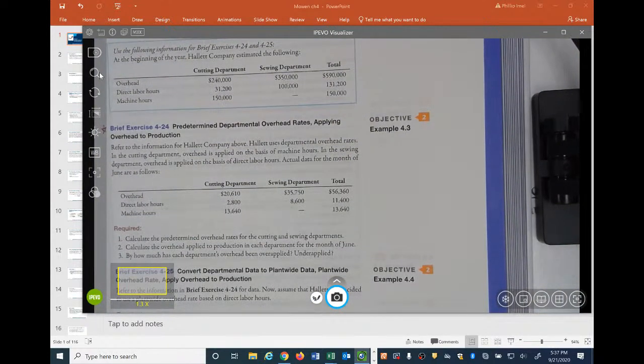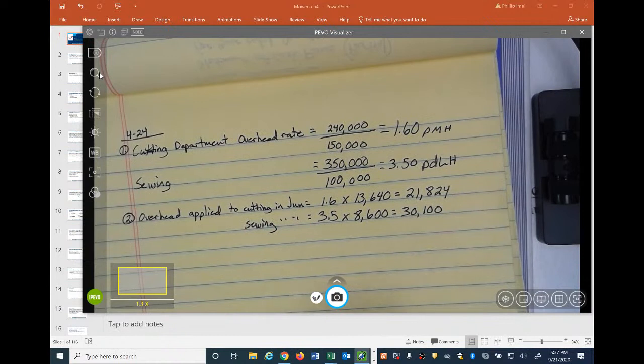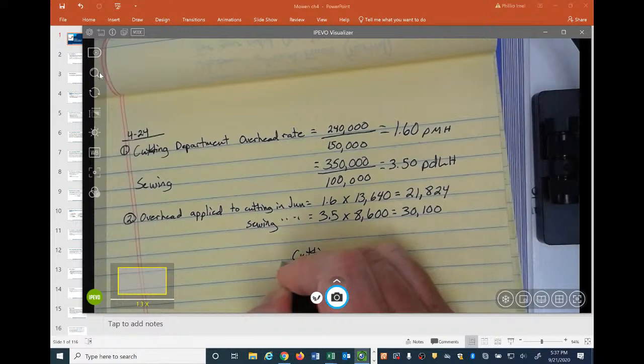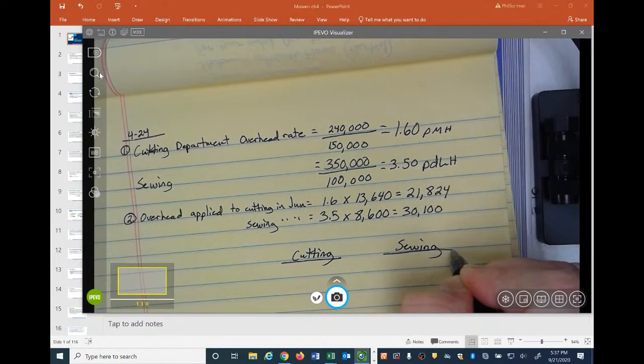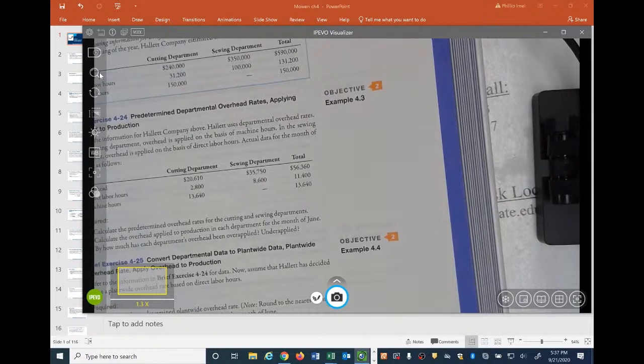Okay, step 3, it says by how much has each department's overhead been over applied or under applied? So how are we going to go about doing that? So first thing, let's go ahead and just set up our departments. So we know we have the cutting department and the sewing department. Okay, so tell me the first thing we need to do after we set that up, if we're trying to find the variances here from actual to applied. You just subtract the two.